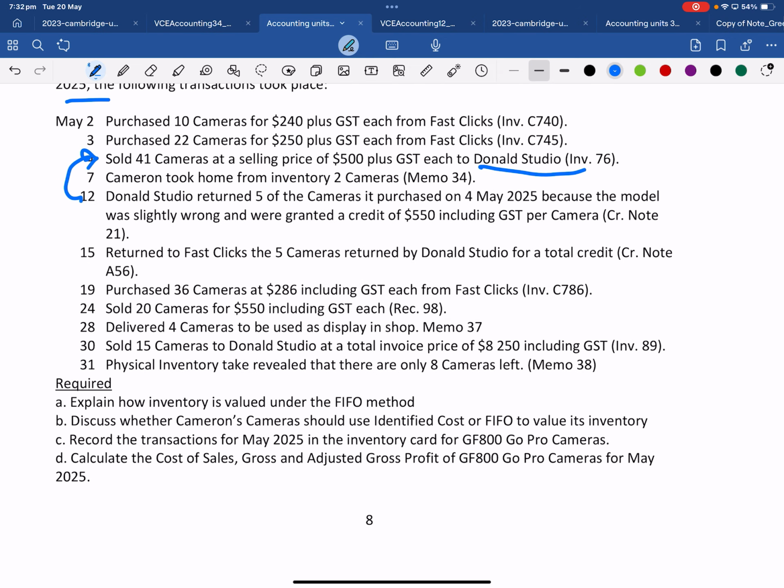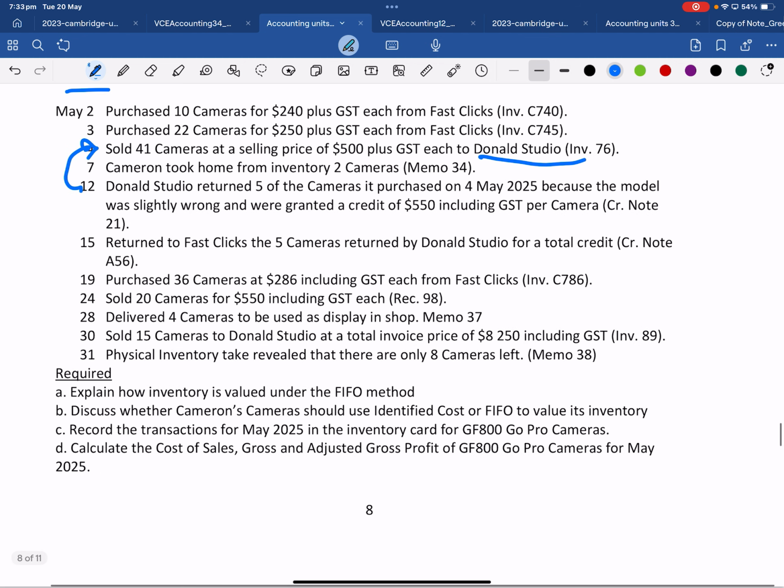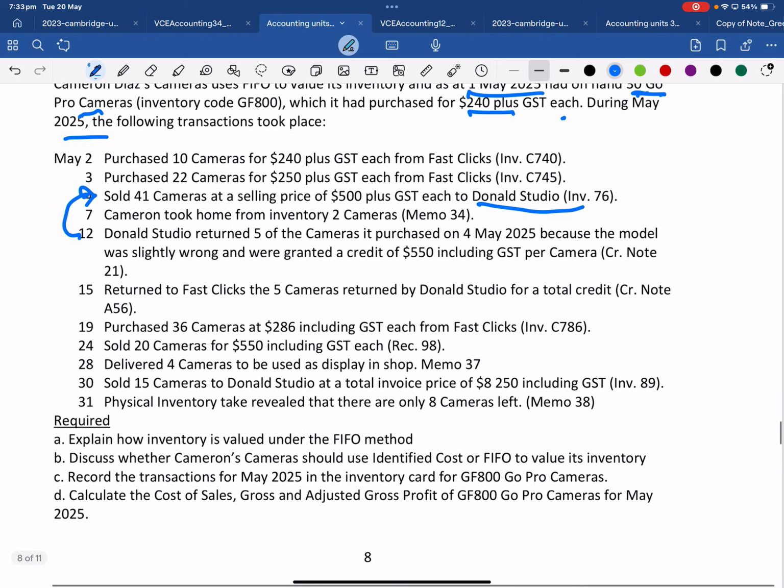19th. Purchase 36 cameras at 286, including GST, each from Fastclicks C786. Right, 286 including GST means how much is the price? 260. Good. So 19th.